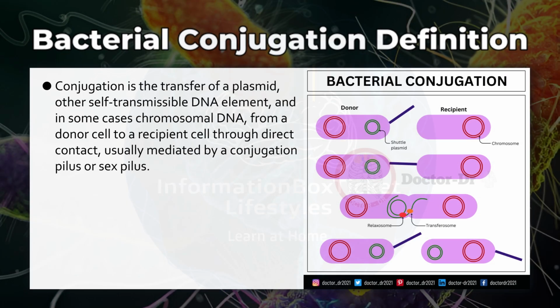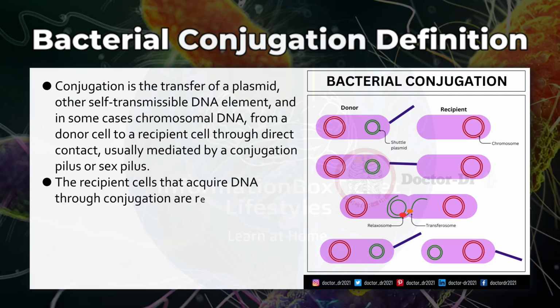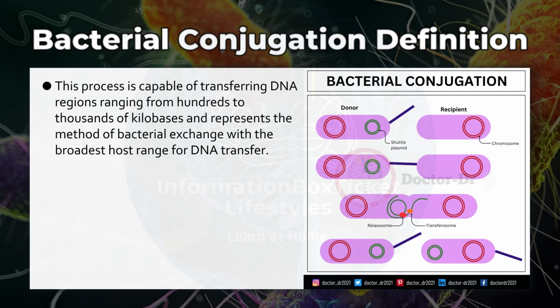Conjugation is the transfer of a plasmid, other self-transmissible DNA element, and in some cases, chromosomal DNA, from a donor cell to a recipient cell through direct contact, usually mediated by a conjugation pilus or sex pilus. The recipient cells that acquire DNA through conjugation are referred to as transconjugants. This process is capable of transferring DNA regions ranging from hundreds to thousands of kilobases and represents the method of bacterial exchange with the broadest host range for DNA transfer.